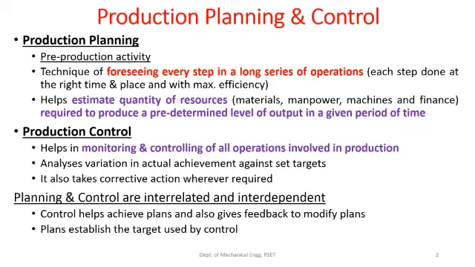Similarly, for production control to take place, you have to measure variation of actual achievements against set targets, and the targets used for controlling the production activity are set by the production planning activity. So that is why the production planning and control functions are deeply interrelated and interdependent, and that is why we generally club these two separate activities into a single function called production planning and control.